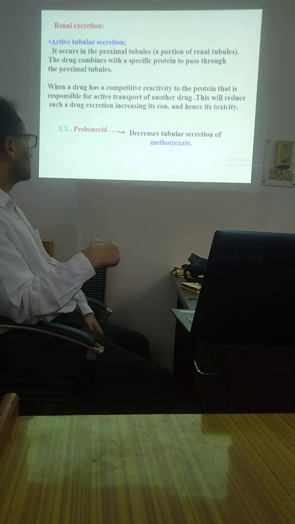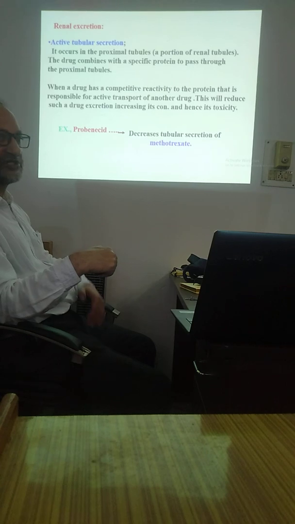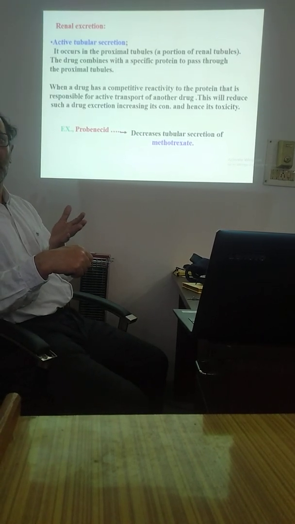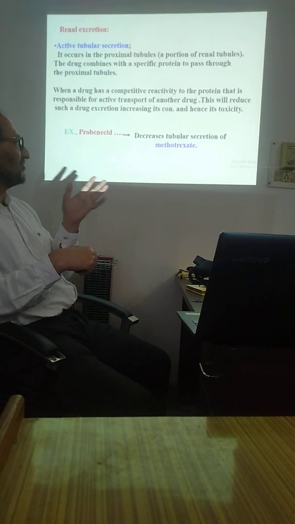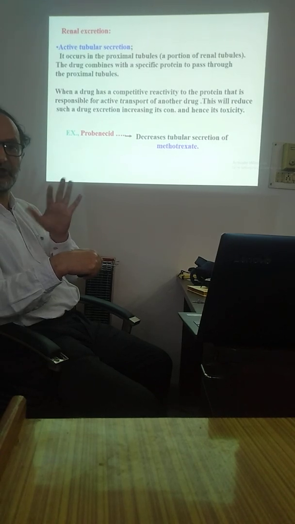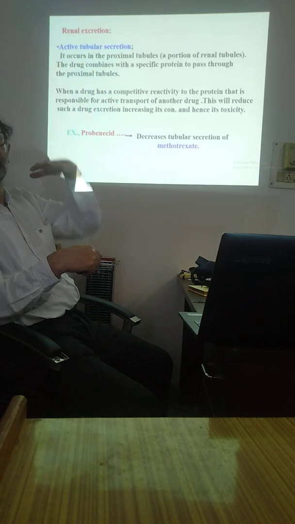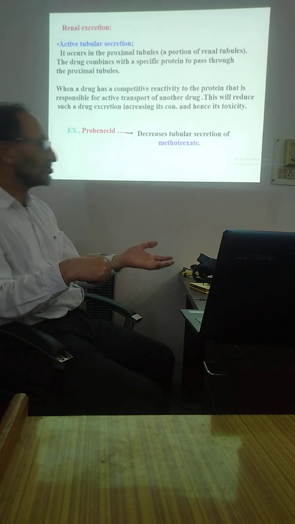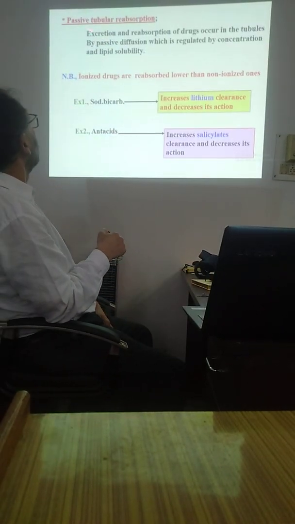Suppose we have probenecid, it decreases the tubular secretion of methotrexate. So methotrexate concentration is increased. We give methotrexate as a high dose with leucovorin in ALL patients. When there is methotrexate toxicity, we have to titrate and give leucovorin. Otherwise, the concentration will be higher, and it will have many deleterious effects on the body. So this is very important to note down. Same is the case with the vasodilator.